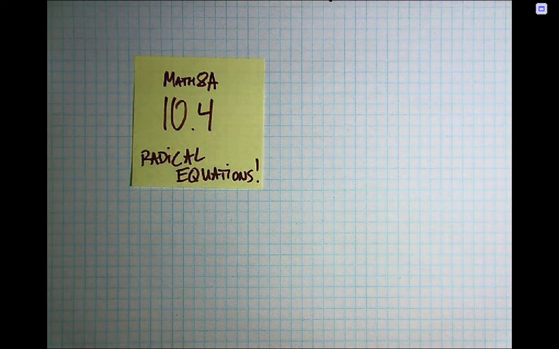Hello, hello. We're moving on in Chapter 4. So, Math 8A students, we're now tackling Section 10.4 on radical equations.